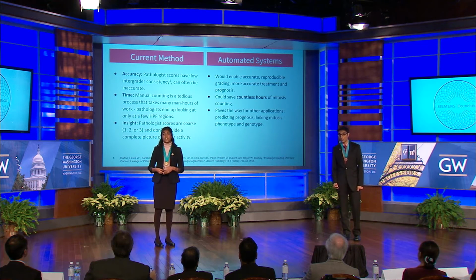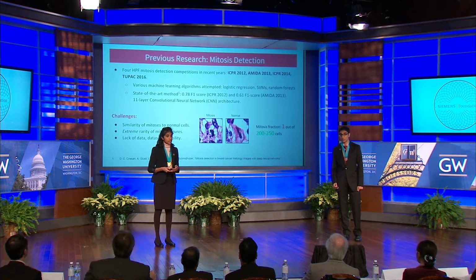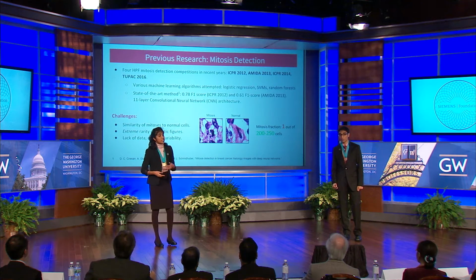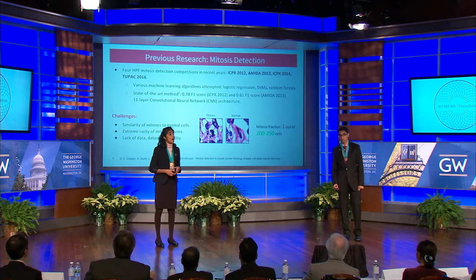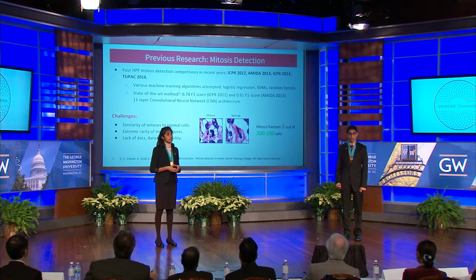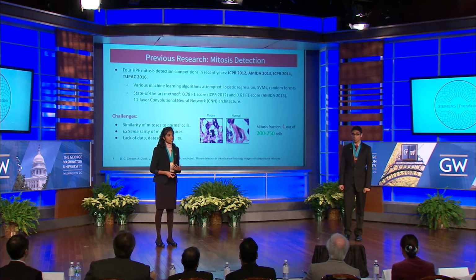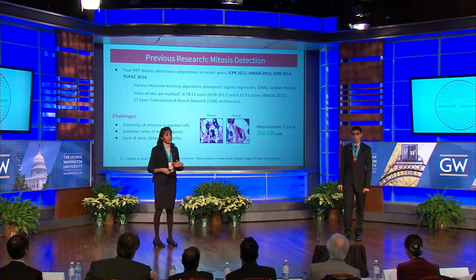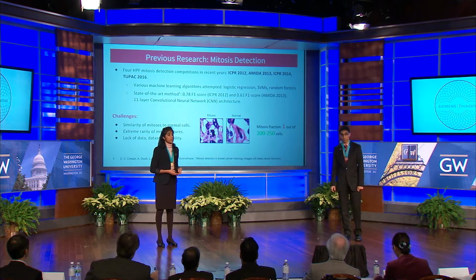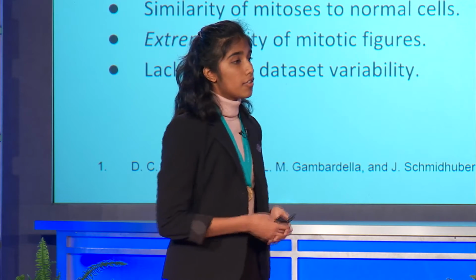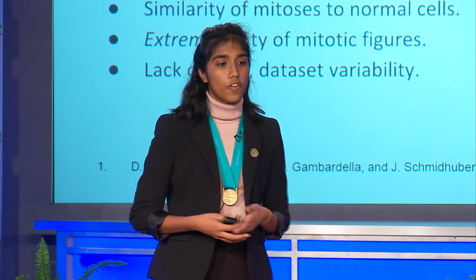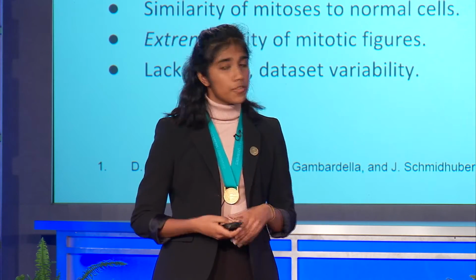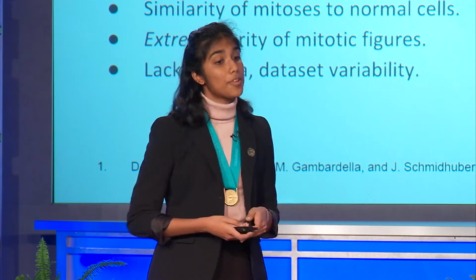So an automated system can fix this problem. And for this reason, mitosis detection has been a really hot topic, with many competitions aiming to detect mitoses in these smaller regions. And it's still a pretty challenging task. As you can see here, there's a similarity between mitoses and normal cells, and mitotic figures are pretty rare inside each region. So the best previous research had an F1 score of 0.78 using convolutional neural networks, which we'll discuss in a couple of slides.